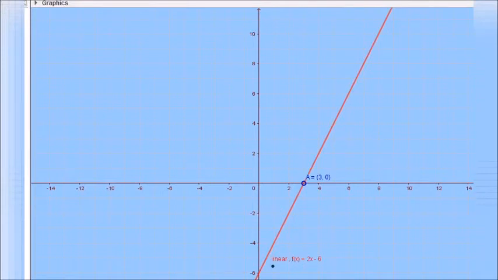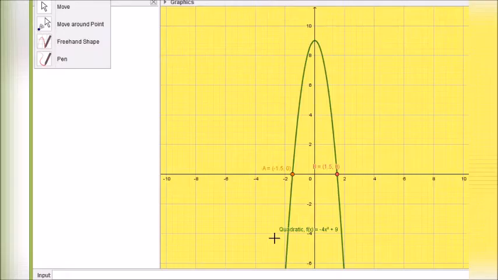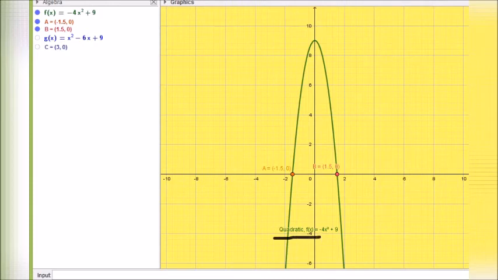Our first example is f(x) equals 2x minus 6, which represents a straight line. You can see on this graph, it intersects the x-axis at one point, that is (3, 0). So there is only one point of intersection. Now let's take the example of a quadratic polynomial. This green curve represents the polynomial minus 4x square plus 9. Its degree is 2. You can see here it intersects the x-axis at 2 points A and B. So there are 2 points of intersection of this curve with the x-axis.